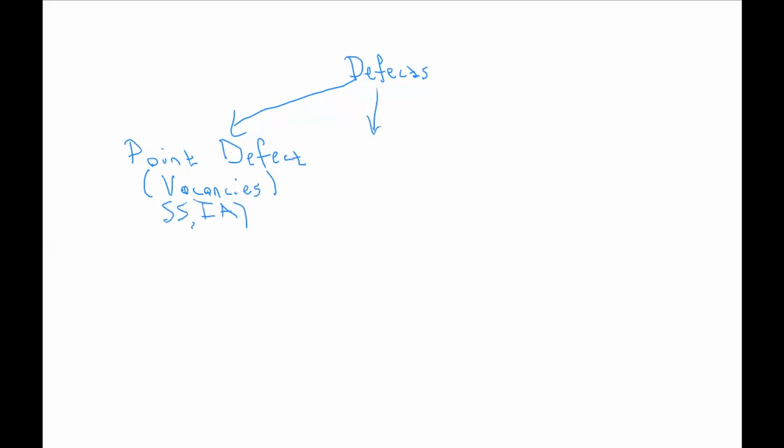Line defects, hocam. Line defects, perfect. What is the example for line defects? Dislocations. And we can divide dislocations into edge dislocation and screw dislocation, right? Third one is interfacial defects.